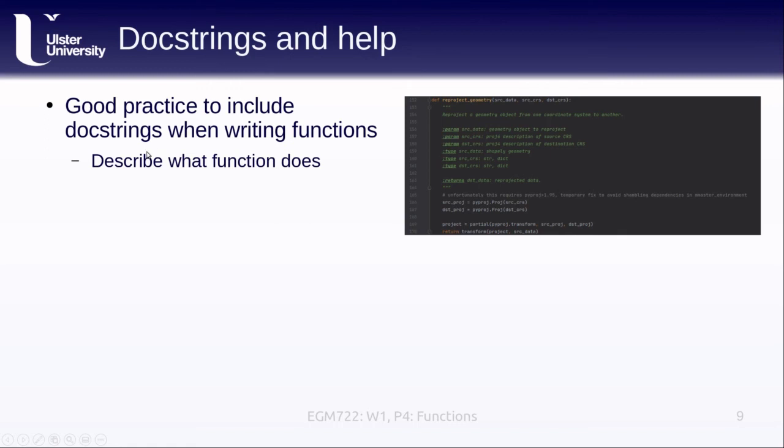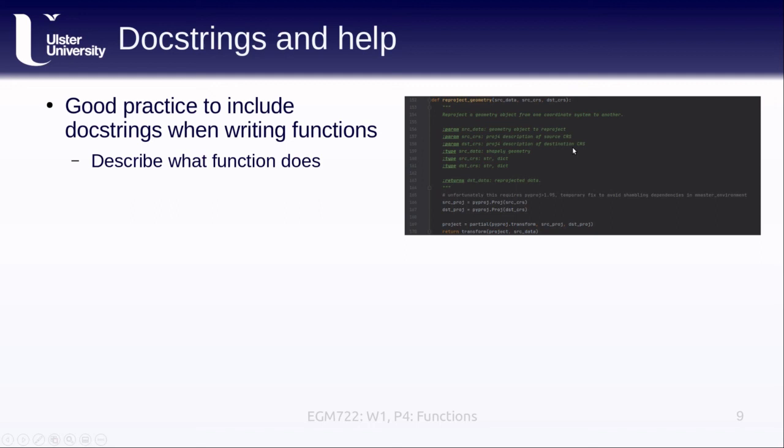So docstrings, again, describe what the function does. So here this is a function called reproject geometry, which is going to reproject a geometry object from one coordinate system to another. We have a number of different parameters for this. They're all positional parameters. There are no keyword parameters in this particular function, and you can see that we have a parameter called source data, which is the geometry object that is going to be reprojected, and then the source and destination coordinate reference systems.